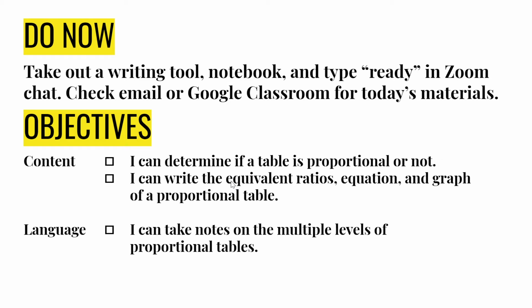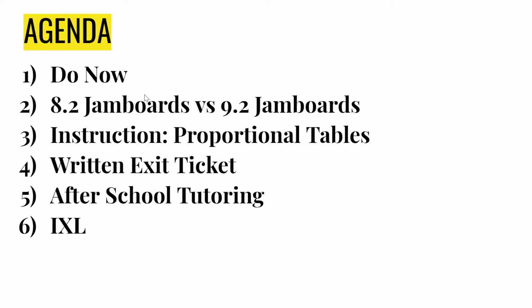You'll also see that I can write the equivalent ratios, equations, and graphs of a proportional table because that will be related to your exit ticket for today. And our language objective is I can take notes on the multiple levels of proportional tables. Today's agenda includes Do Now 8.2 Jamboards versus 9.2 Jamboards, the lecture notes for today, proportional tables, written exit ticket, after school tutoring, and IXL.